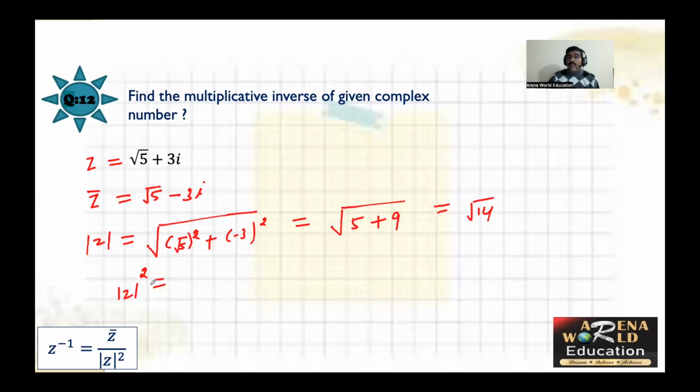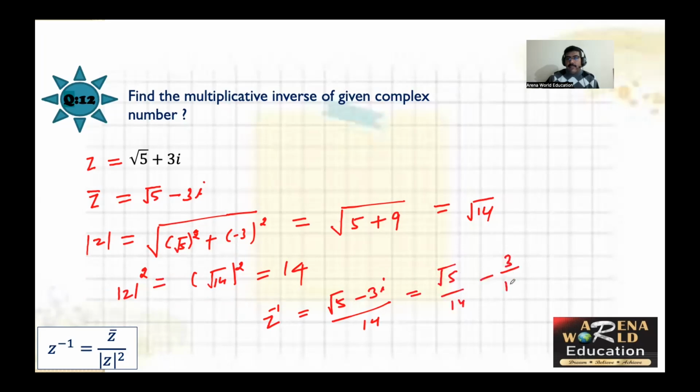Square of modulus z. So this will be what? Root 14 square. So this will be equal to 14. Now z inverse is equal to conjugate of z, that is under root 5 minus 3 iota, divided by square of modulus z. So that is equal to 14. So what is the final answer? It is under root 5 upon 14 minus 3 upon 14 iota. So in this way, we can solve question number 12.